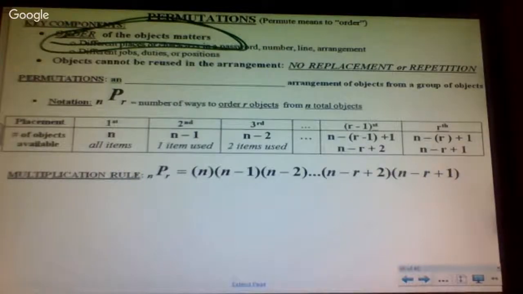Permutations also have no replacement. So once I pick Emil, I can't pick Emil again. He's one person, he can fill one spot only. So, permutations: an ordered arrangement of objects from a group of objects.